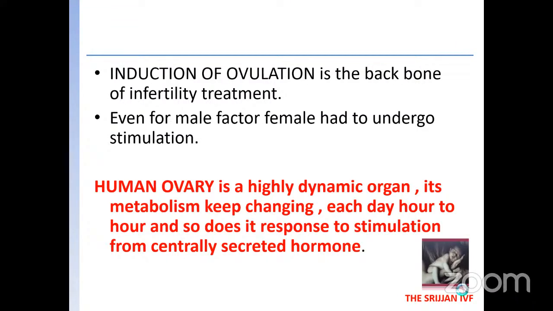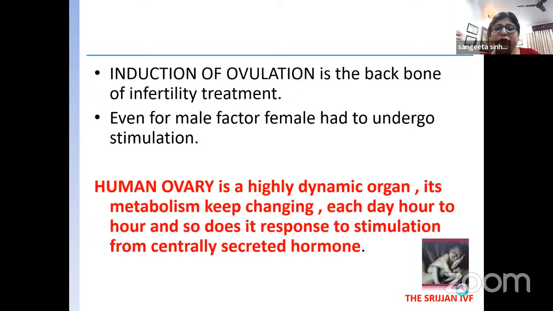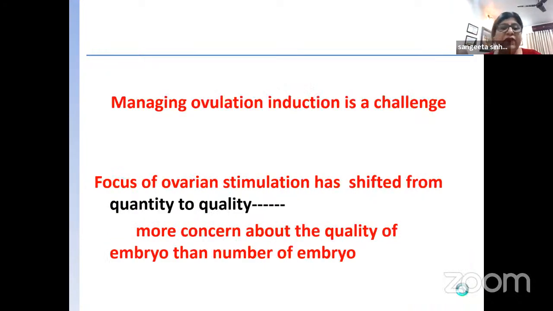Most of the time you come across patients saying, "Madam, उनके पास तो बड़े अच्छे अंडे बन गए थे, आपके पास क्यों नहीं बन रहे?" Because it's a dynamic organ, its metabolism changes even hour to hour and day to day. So it is very important to understand the basic physiology. Whether we are giving letrozole or clomiphene citrate, what the normal physiology needs is very important.